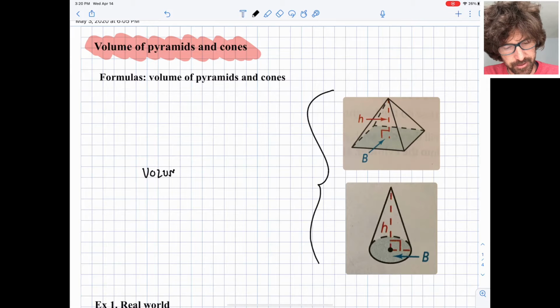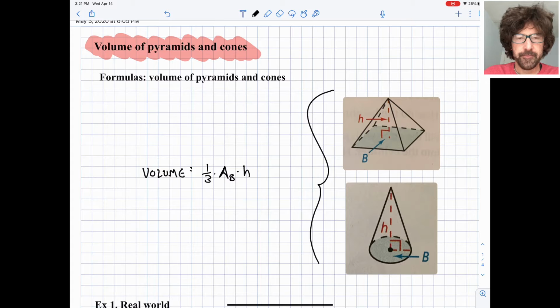Volume is equal to 1/3 times the area of the base times the height. And a little bit of notation right there, that capital A with a subscript B, I'm just using that to refer to the area of the base. And the height needs to be the perpendicular height, the distance from the vertex that perpendicularly meets the base. So in other words, not the slant height.